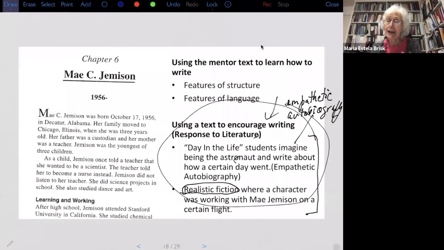I used it for a teacher who had to get the kids to write about explorers in the 16th century. So there was no way that they could copy from this one, you see, but they learned how to write by dissecting in depth this text.